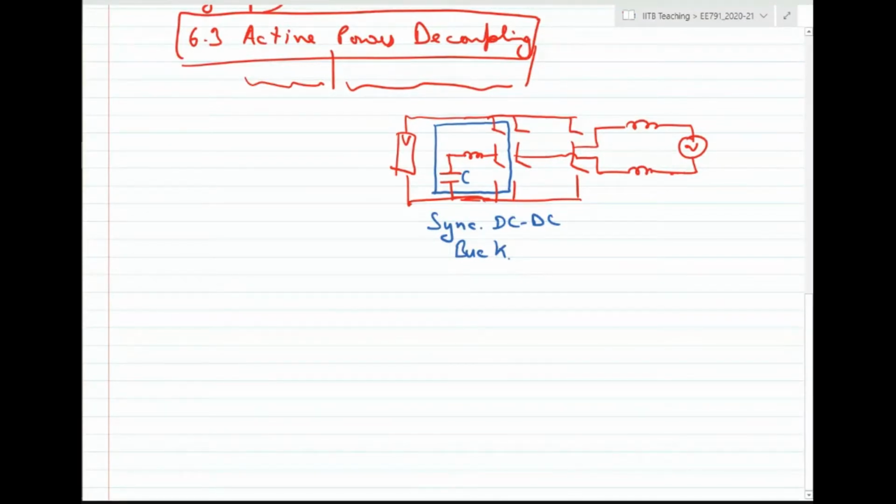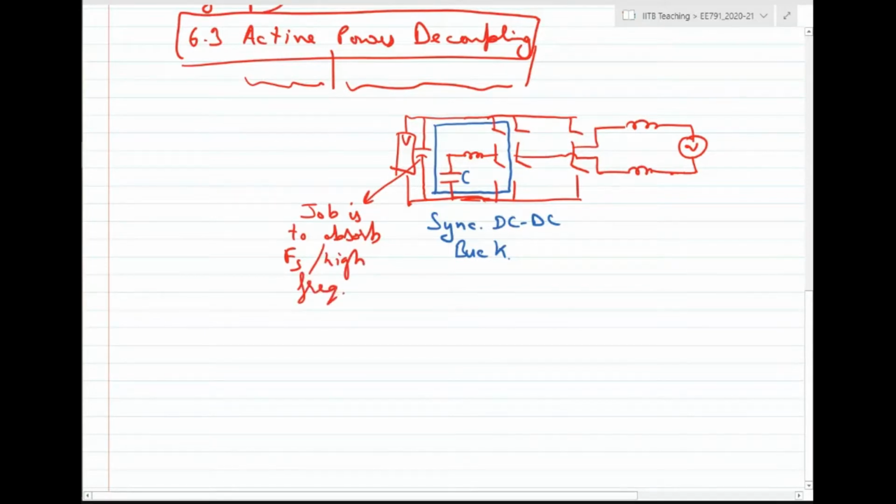All right, in addition to this, there is still a very small value of cap which exists on the DC bus, whose job is only to absorb the high frequency component. Its job is to absorb the switching frequency component, right? Because you still need some cap, because the switch currents will be on and off, so square wave or quasi square wave kind of waveforms.